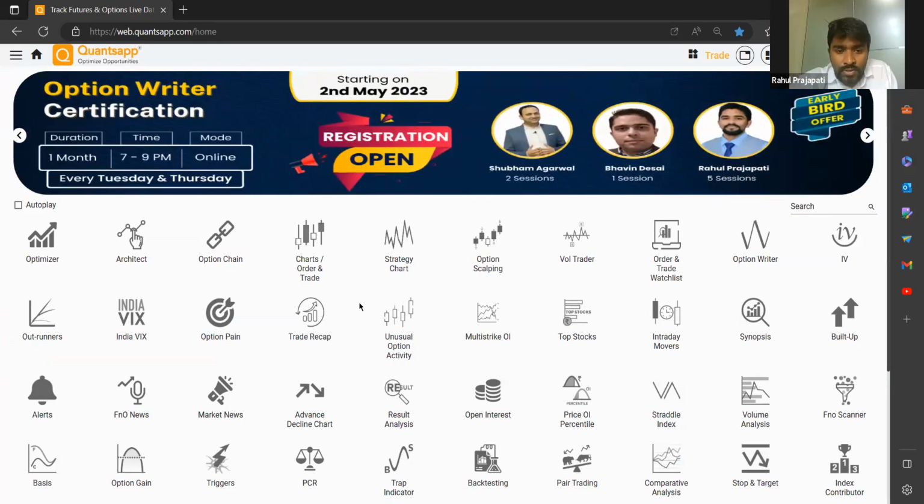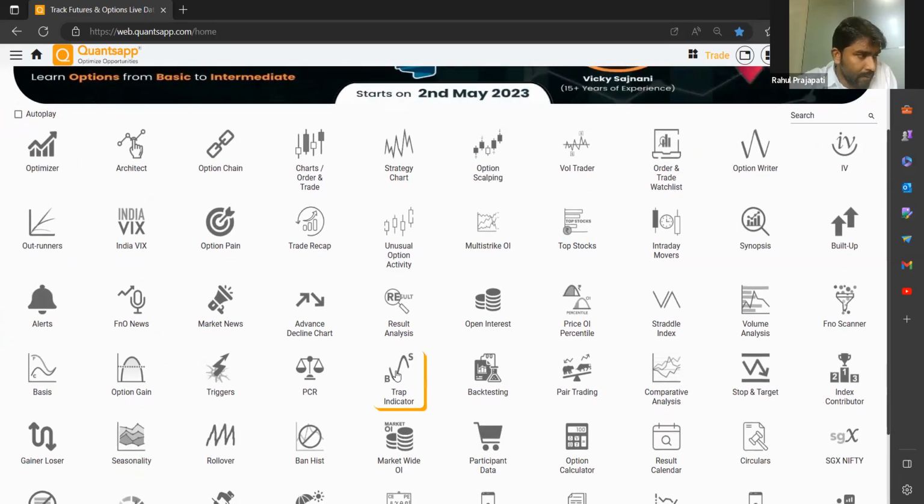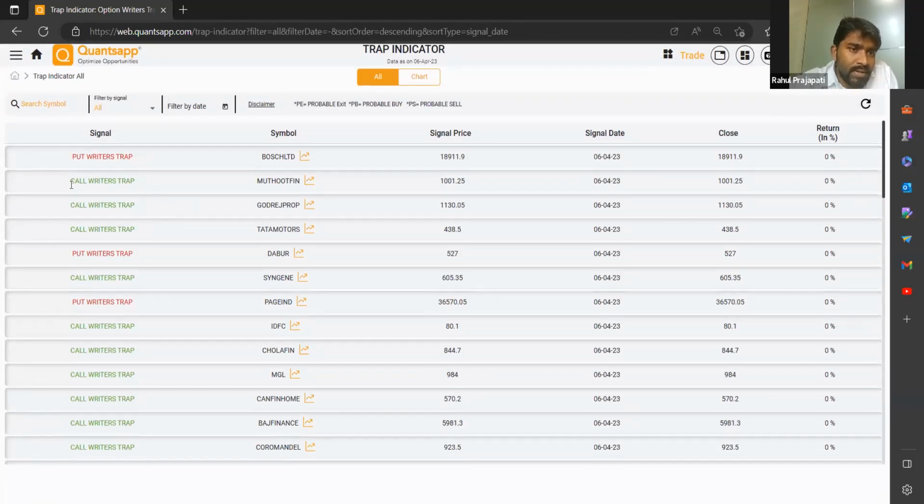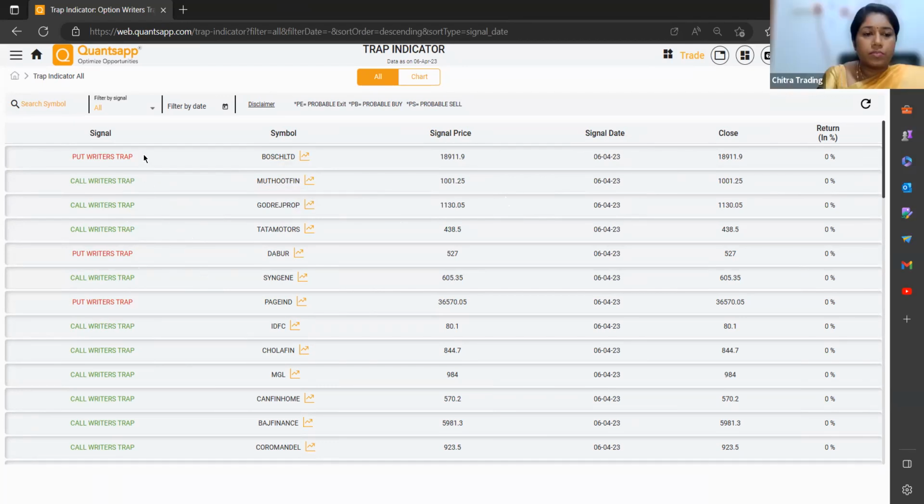For that, we need to go to the trap indicator. If I just click on this, you can see that it is simply written call writing trap. Muthoot Finance has given me a call writing trap at 1,000 rupees. So it suggests that Muthoot Finance is a bullish stock as of now because the call writers are being trapped. Again, you can see Godrej Properties, call writing trap. Tata Motors, call writing trap. Dabur, put writing trap, so that means Dabur is a weak stock. Tata Motors, Godrej Properties, and Muthoot Finance are bullish stocks. A put writing trap is happening in Bosch also. It's again a weak stock.